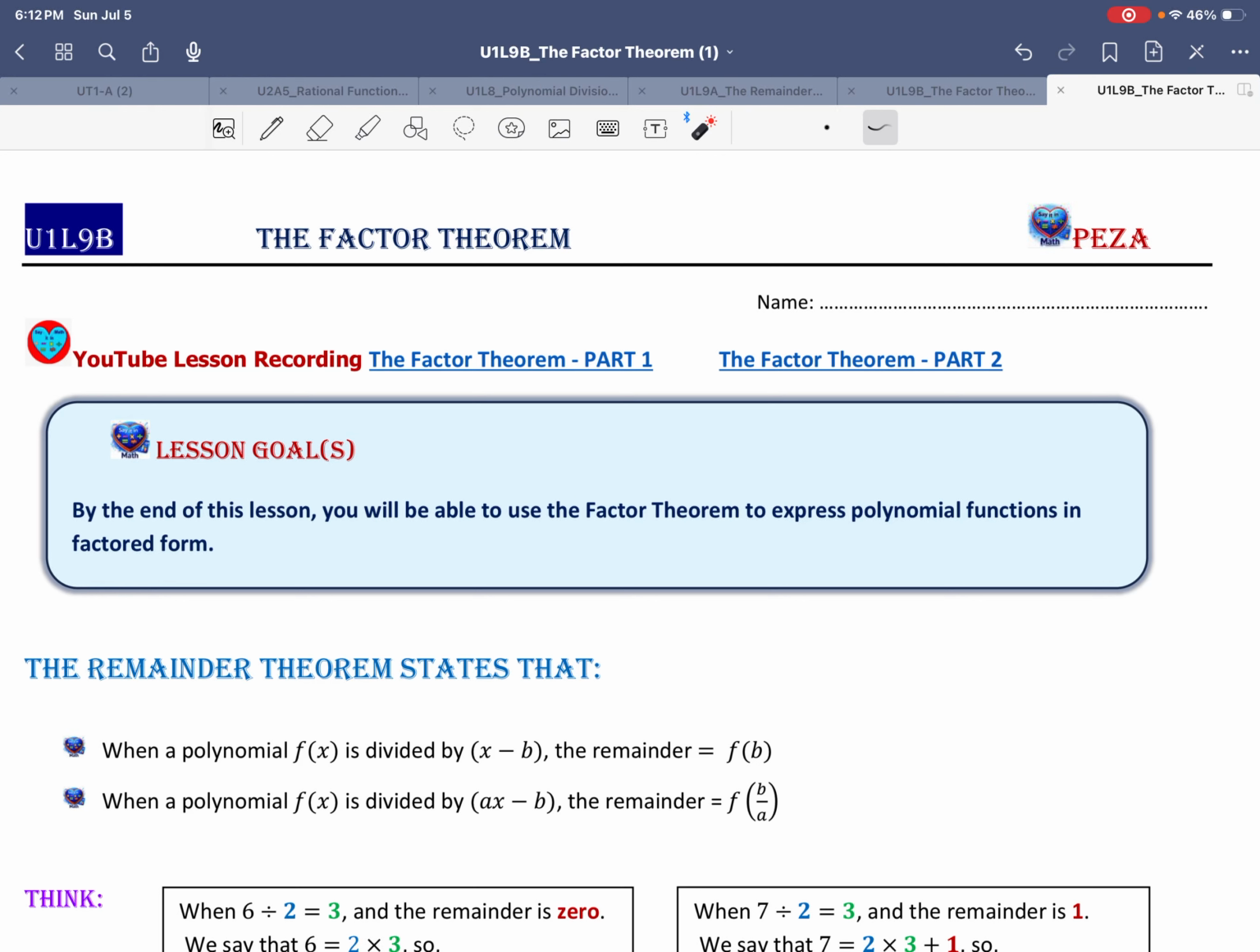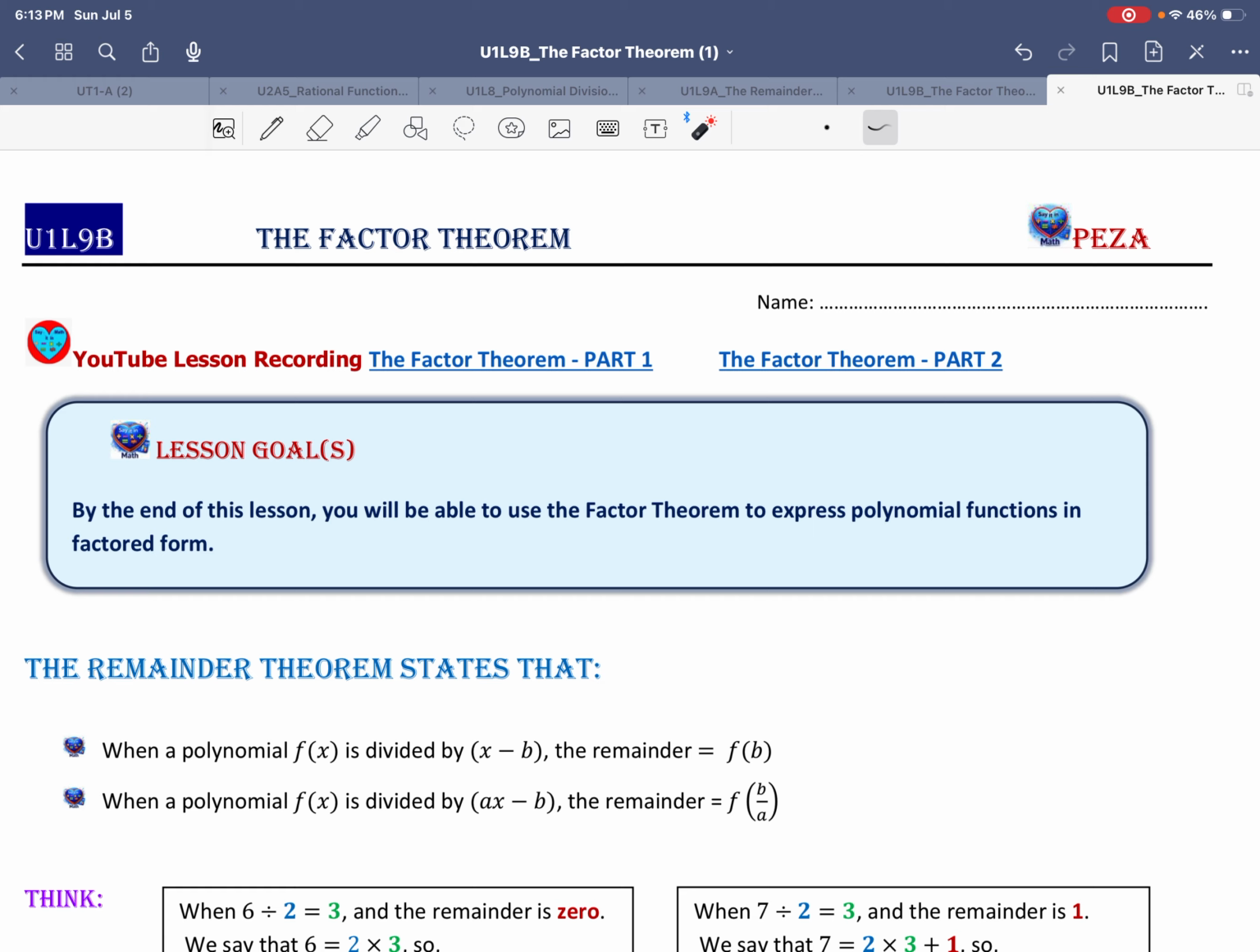Today, we'll be exploring the factor theorem and learning how it can be used to factor polynomial functions of degree 2 or higher. You may remember that in prior grades you learned how to factor quadratic polynomials. Now in grade 12, we'll extend those same ideas to factor polynomial functions of degree 3 and higher. By the end of this lesson, you'll be able to use the factor theorem to express polynomial functions in completely factored form. Before we begin, let's quickly review the remainder theorem.